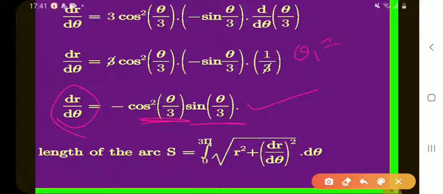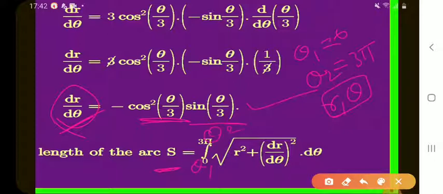We have limit values. What are the limit values here? 0 to 3 pi, and we have found the first derivative of the given equation. So I write the formula of length of the arc in polar form. The given equation is in polar form. If the function has r comma theta, we say this is in polar form. What is the formula of length of arc in polar form? S equals integral theta 1 to theta 2. This is the formula, so don't write 0 to 3 pi. Write theta 1 to theta 2 root r square plus dr by d theta whole square d theta. This is the formula of length of arc in polar equation.